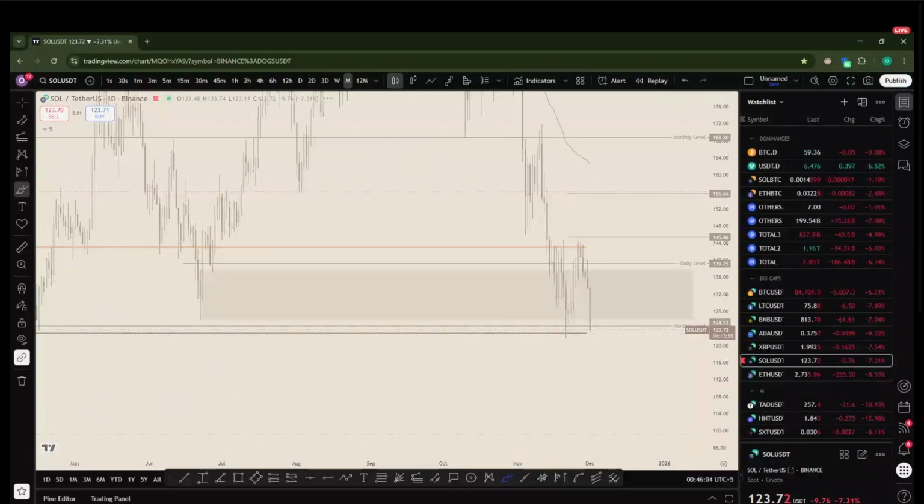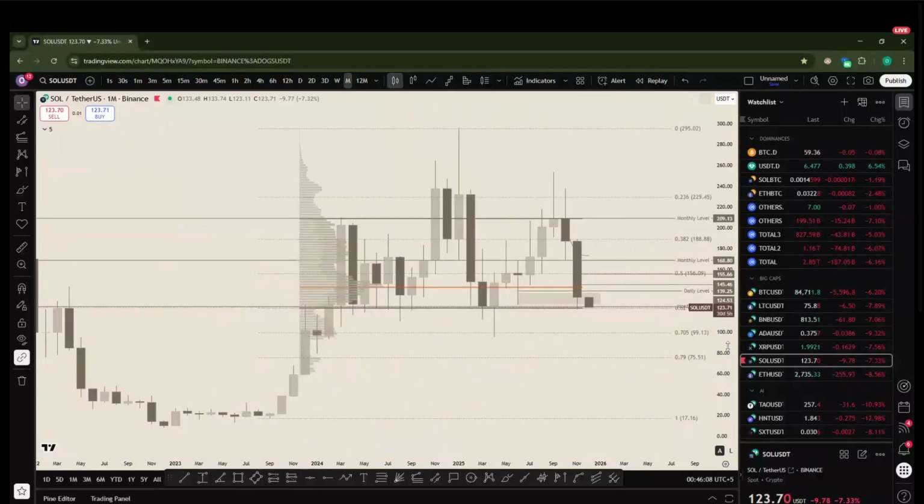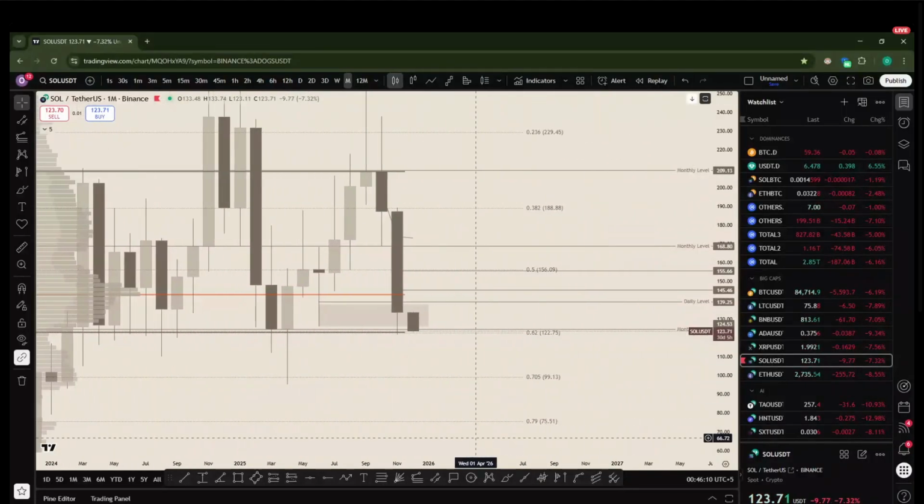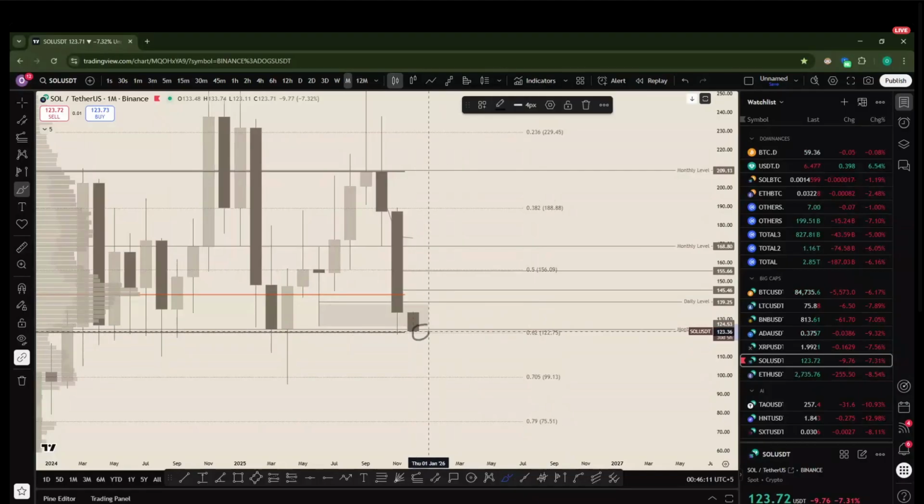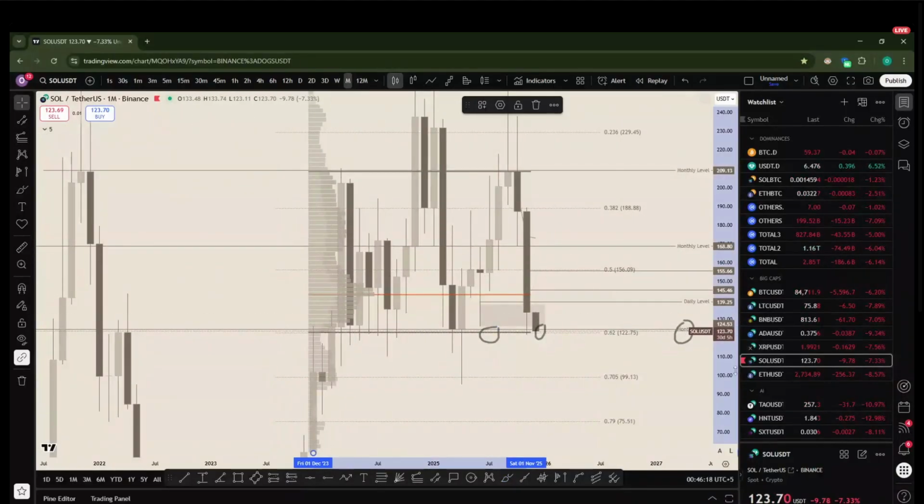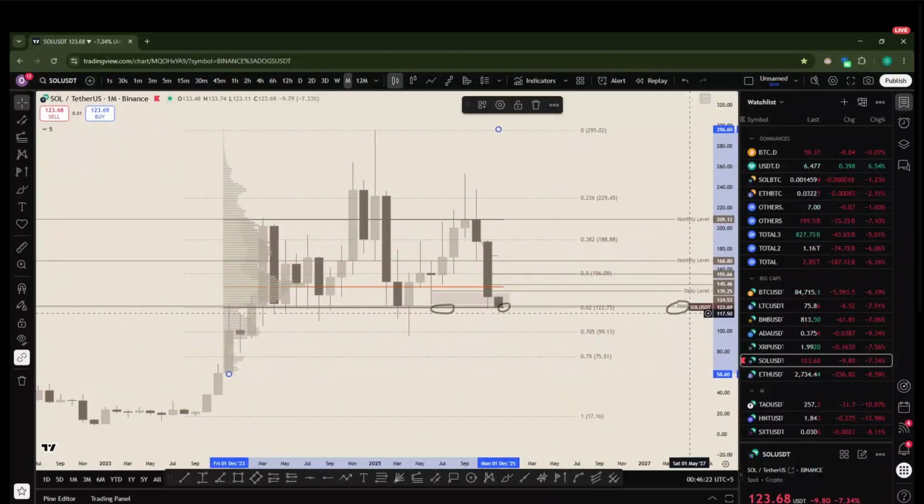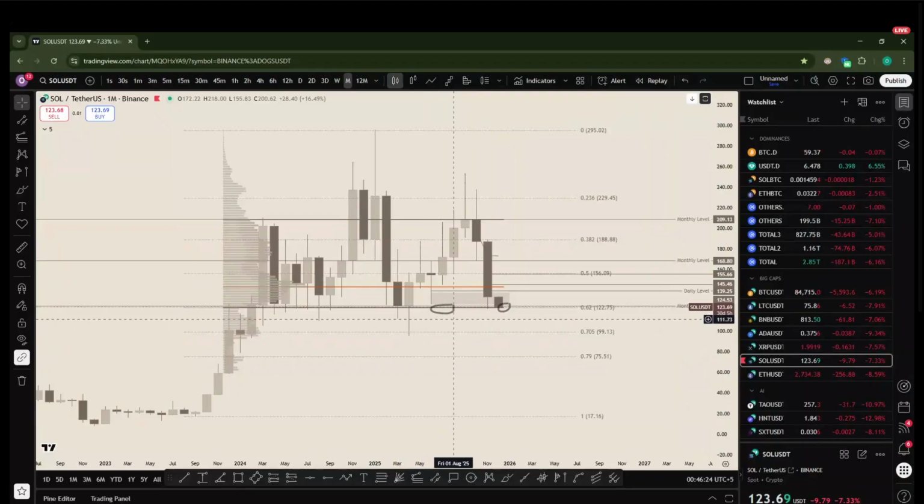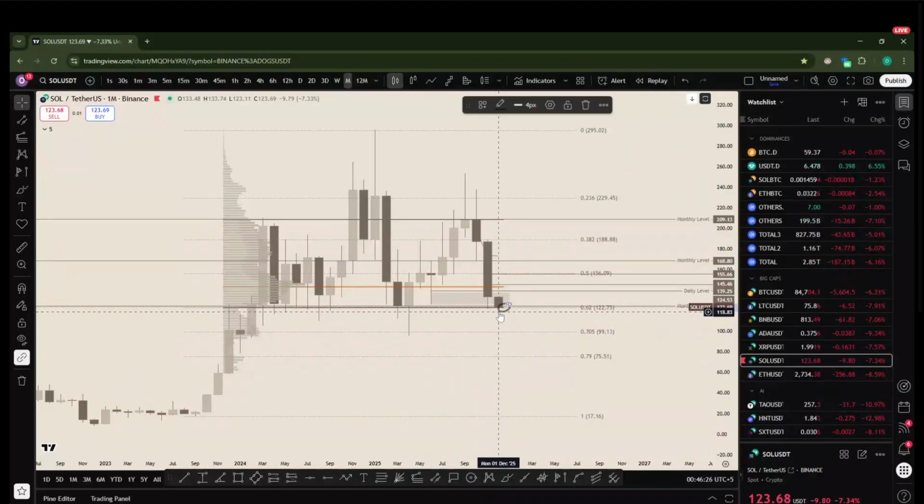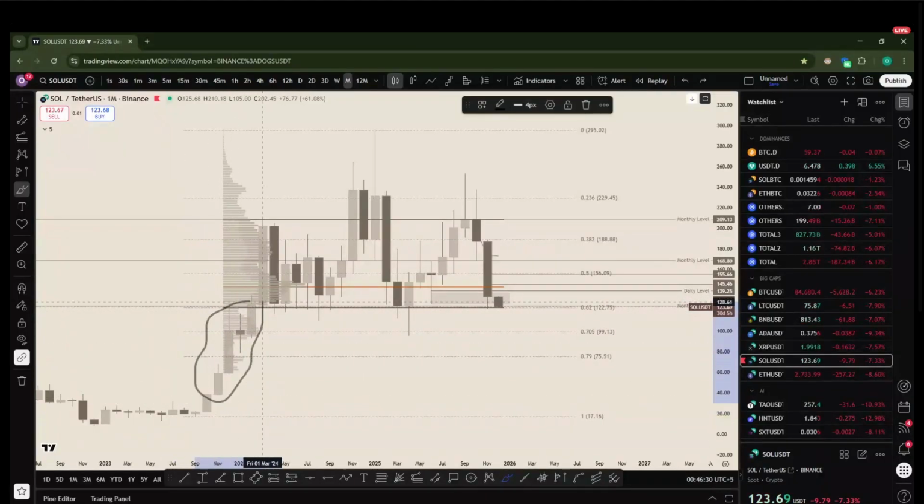Now, I'm going to say this. I know you won't like it, but honestly, if we are going to lose this 0.62 level and this monthly level, and this monthly value area low, Solana is basically cooked. I'm going to be honest, Solana is then cooked. It might not even recover on the next bull cycle. Honestly, I don't know, because this is not support.